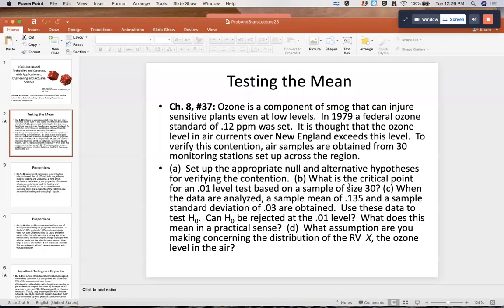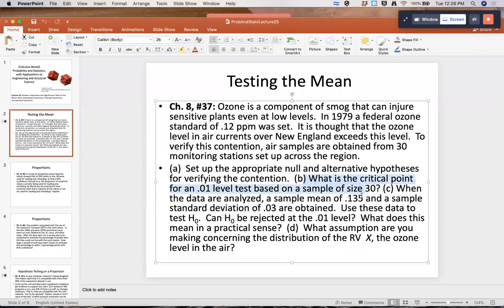Part B says, what is the critical point for a 0.01 level test based on a sample of size 30? Okay, that's not a p-value here. And the directions here don't say to find a p-value, it looks like, though we could. Critical point means boundary of the critical region, rejection region. I'm using critical region and rejection region synonymously.